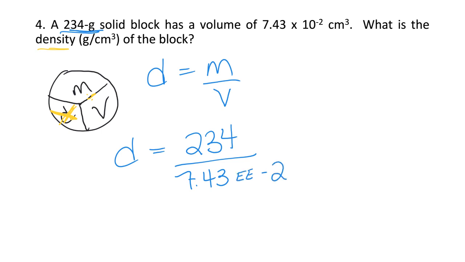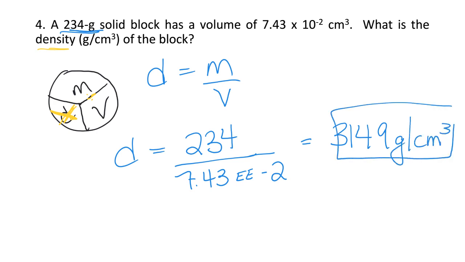E negative 2. The reason why I wrote that is on your calculator, you're going to hit 234, hit the divide by key. Then you're going to hit 7.43, the EE button, negative 2, and then you're going to hit equals. Anytime you have something in scientific notation, you can use that EE button. So this comes out to be 3149 grams per centimeter cubed. Pretty easy, huh?